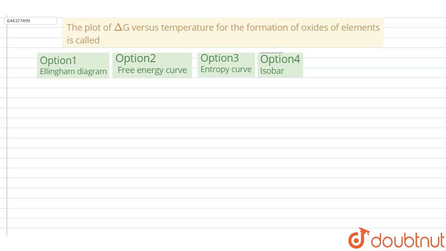So the question here says, the plot of delta G versus temperature for the formation of oxides of element is called, and we have four options. Option 1 is Ellingham diagram, option 2 is free energy curve, option 3 is entropy curve, and option 4 is isobar. So let us find out the answer to this question.